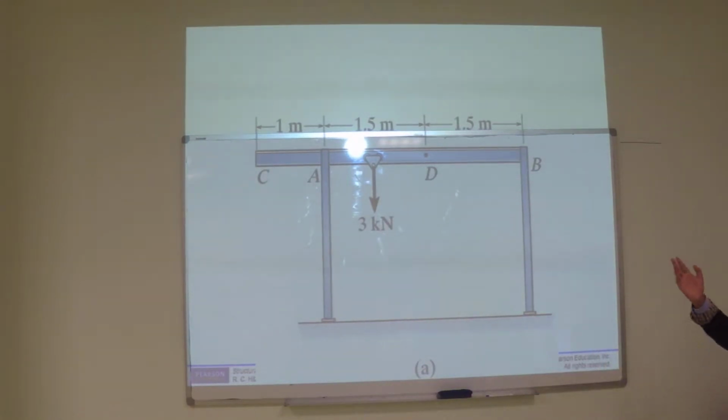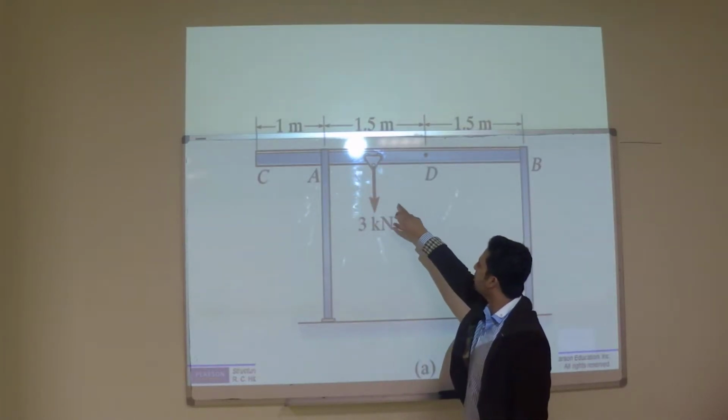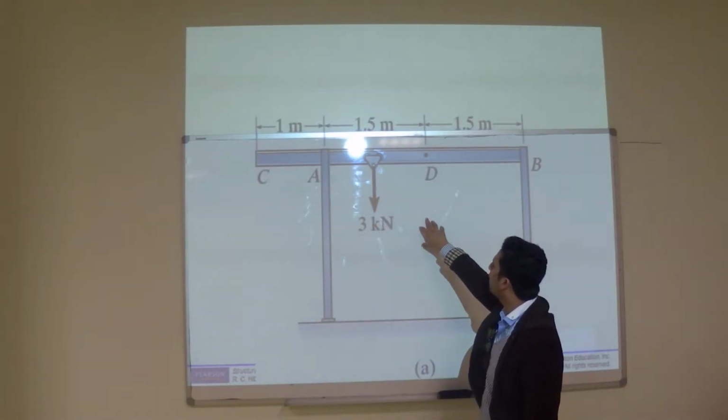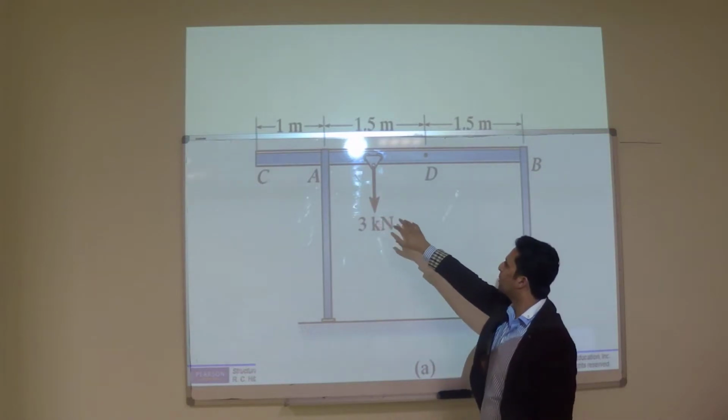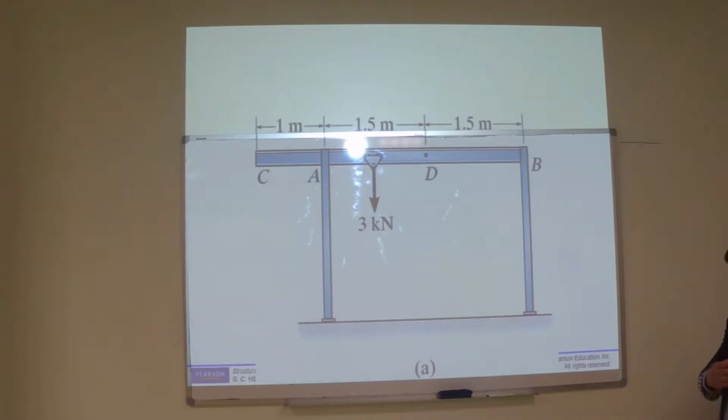Because this load is a moving load, this load is a trolley or a crane, so we have to see the effect of this load, because it will not remain the same when the load will move. Okay, so what is the question? If anyone of you can read it.